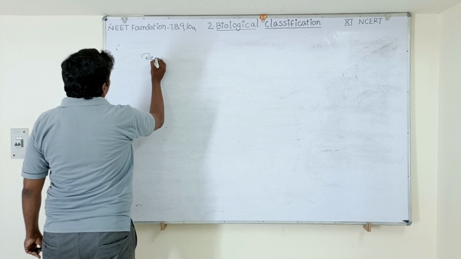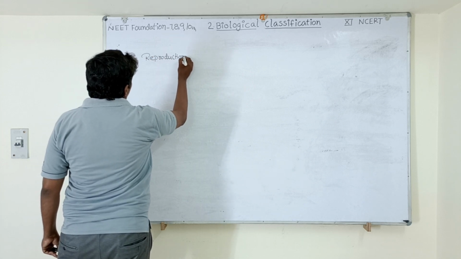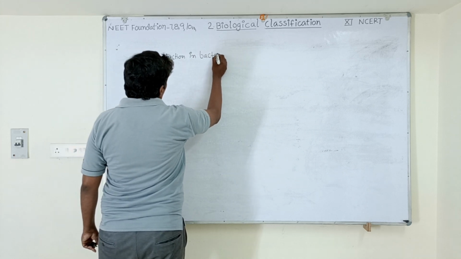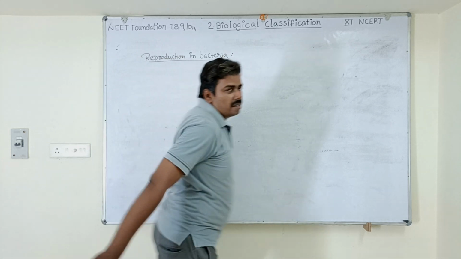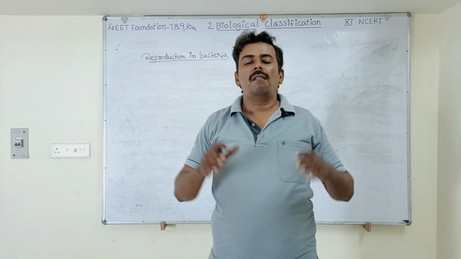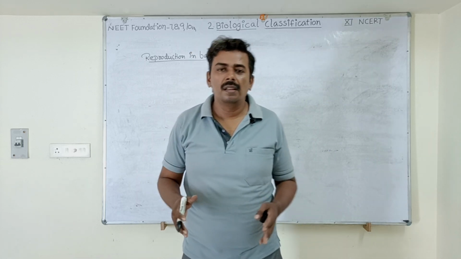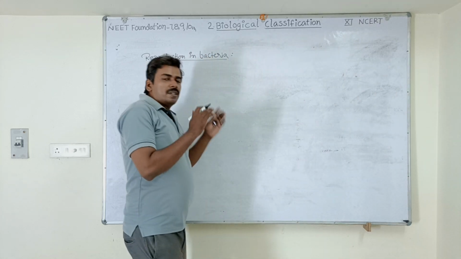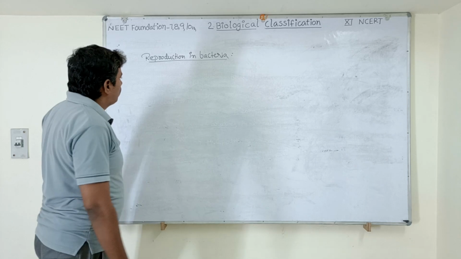Put heading: Reproduction in bacteria. So students, as we discussed in the chapter living world, reproduction is seen in all the organisms except a few organisms like mules and the female worker bees. Reproduction is also observed in bacteria. Let us see how reproduction takes place in bacteria.